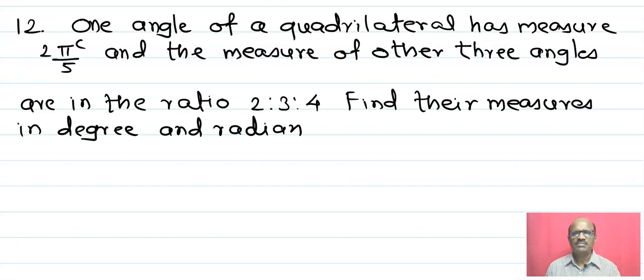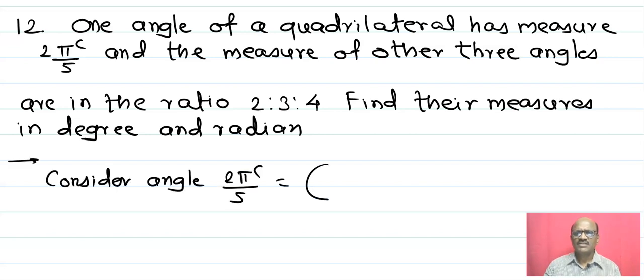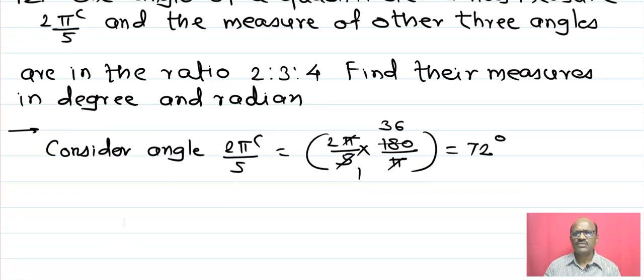Again, next problem. One angle of a quadrilateral has the measure of 2 pi by 5 radian, and the measures of the other angles are in the ratio 2:3:4. Find their measures. Now convert this first angle, which is given in radian, to degree, and then consider the common multiple x. Then the angles are 2x, 3x and 4x. Convert this radian to degree: 2 pi by 5 into 180 upon pi. Pi gets cancelled, and you have the value 36. 36 into 2, that is 72 degree.